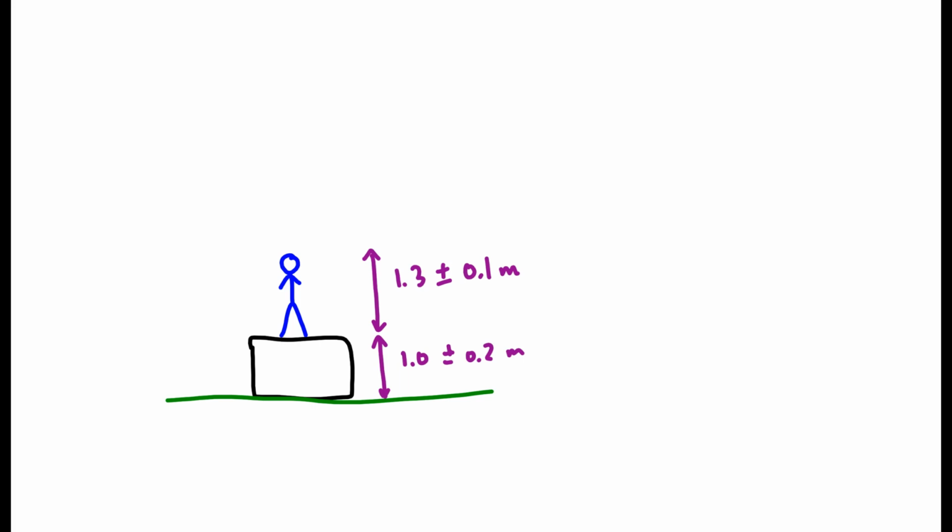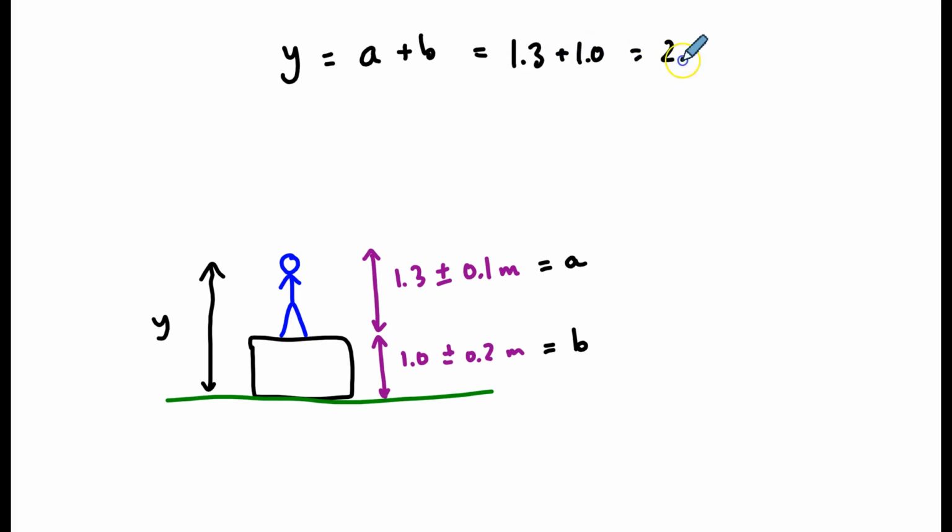So if I ask, how high is my head off of the ground, that's easy. Let's call the first measurement A and the second B. This new value we'll call y. To find y, you just add. That's easy enough, and we do 1.3 plus 1.0 to get 2.3. But how uncertain is this value? After all, 2.3 is coming from measurements that have uncertainty. What do we do with those uncertainties to find the uncertainty in y?